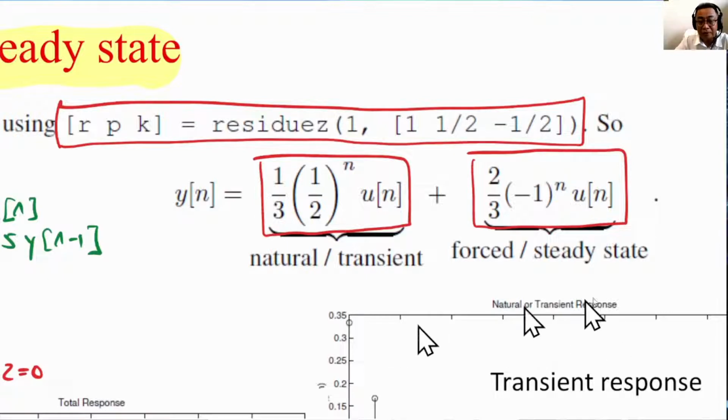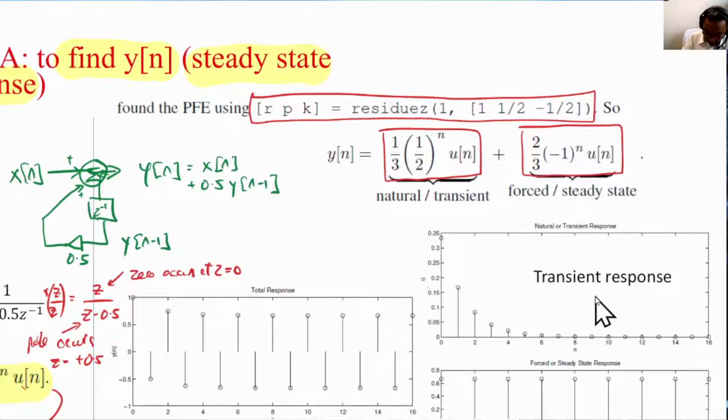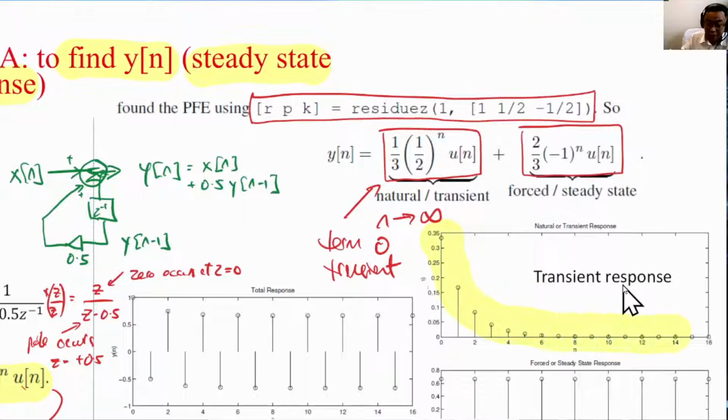Now, once we have the answer, of course, then we can plot. What I want to show you is that as n tends to infinity, what will happen to half to the power of n? So this term goes to 0. We call this the transient term, the transient response of the system. And in this figure, this plots the transient response. Notice that it becomes smaller and smaller as time goes larger and larger.